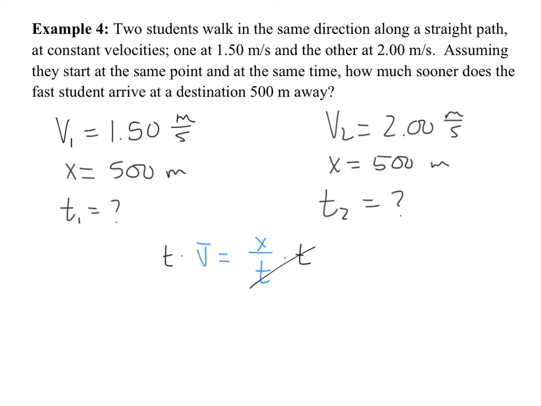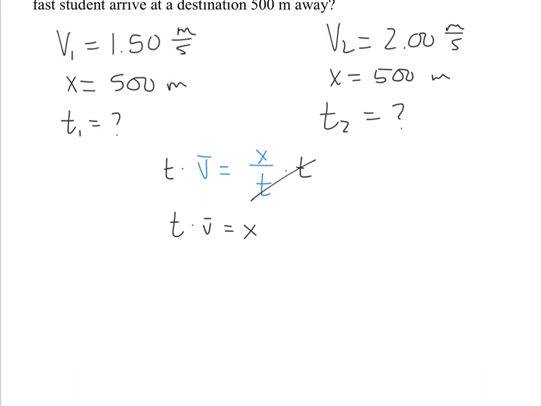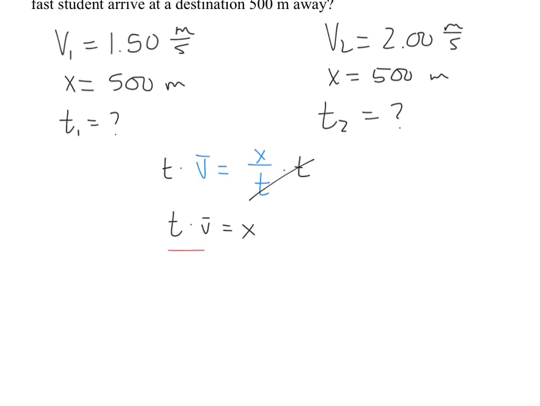T cancels here, which gives you T times V bar equals X. Then you want to get time by itself. To get rid of V bar, you have to divide both sides by V bar. The V bar cancels on the left side, giving you time is equal to X over V bar. So, again, from this point on, if you want to solve for time, just flip-flop diagonally.